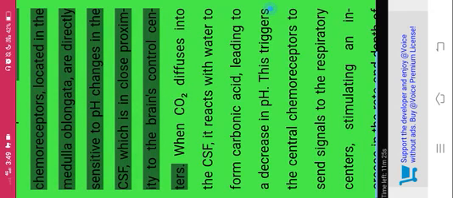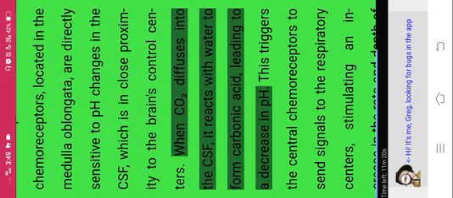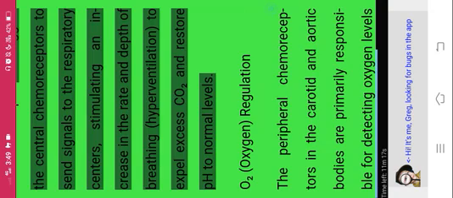The central chemoreceptors, located in the medulla oblongata, are directly sensitive to pH changes in the CSF, which is in close proximity to the brain's control centers. When CO2 diffuses into the CSF, it reacts with water to form carbonic acid, leading to a decrease in pH. This triggers the central chemoreceptors to send signals to the respiratory centers, stimulating an increase in the rate and depth of breathing (hyperventilation) to expel excess CO2 and restore pH to normal levels.